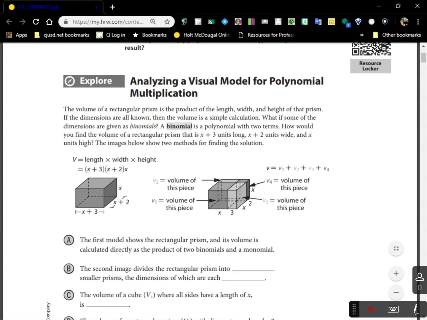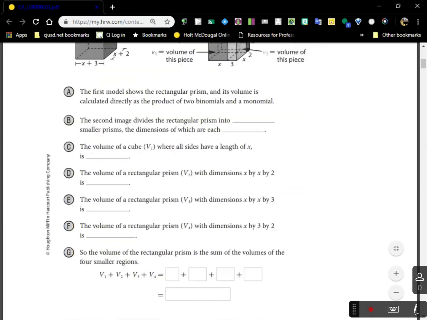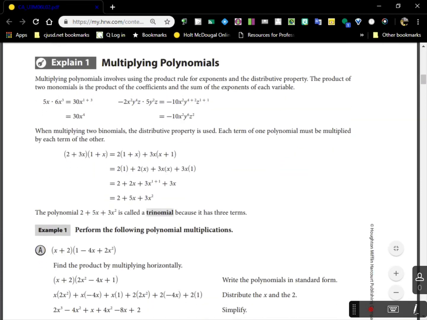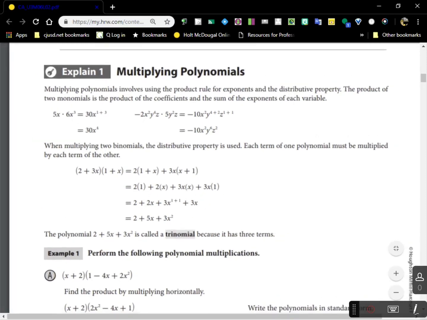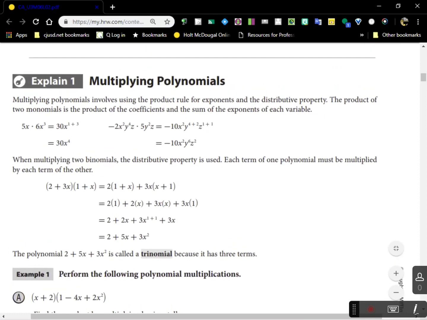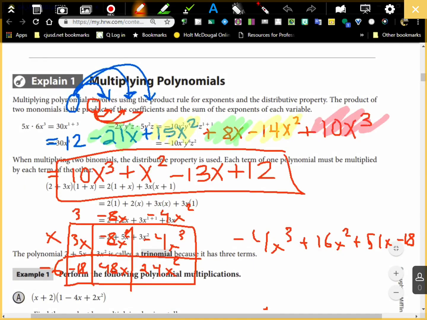Okay, so today we're multiplying polynomials. So we're going to skip down to Explore 1. This is truly just an extension of what you did in Algebra 1 when you learned to multiply monomials and binomials. When we multiply polynomials, we're going to be using a combination of the product rule for exponents and the distributive property.